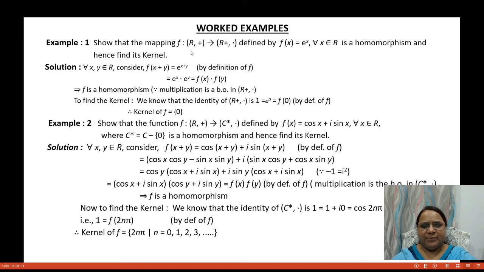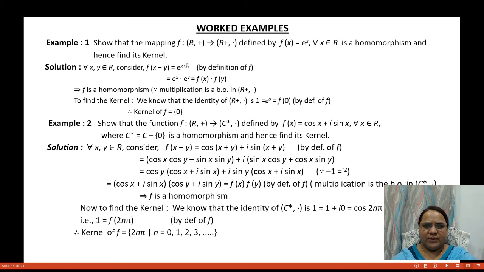Show that the mapping f from R to R plus under multiplication, defined by f of x is equal to e raised to x for all x belongs to R, is a homomorphism, and hence find its kernel. So they have defined f of x to be e raised to x here. Let's take the solution now. For all x, y belongs to R, consider f of x plus y is equal to e raised to x plus y, by the definition which is given here.